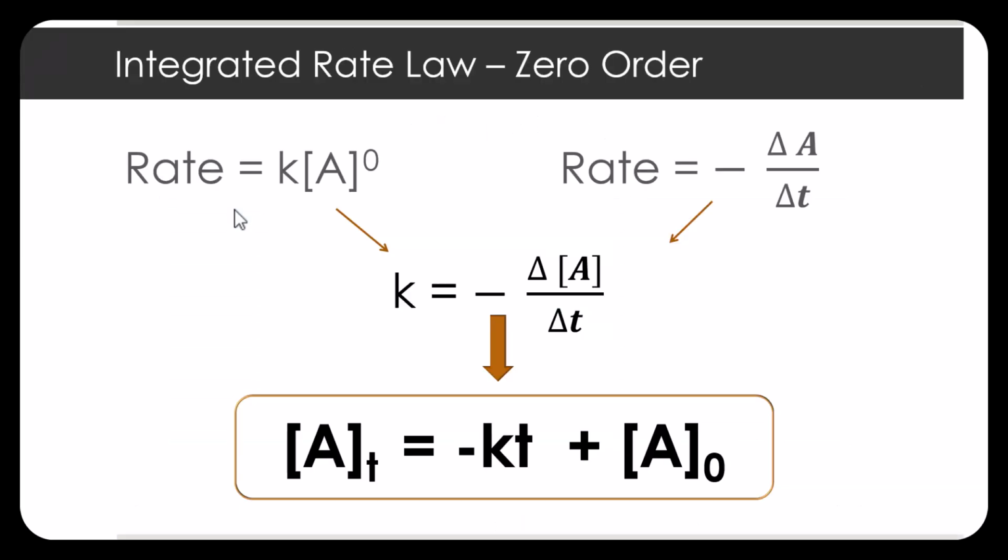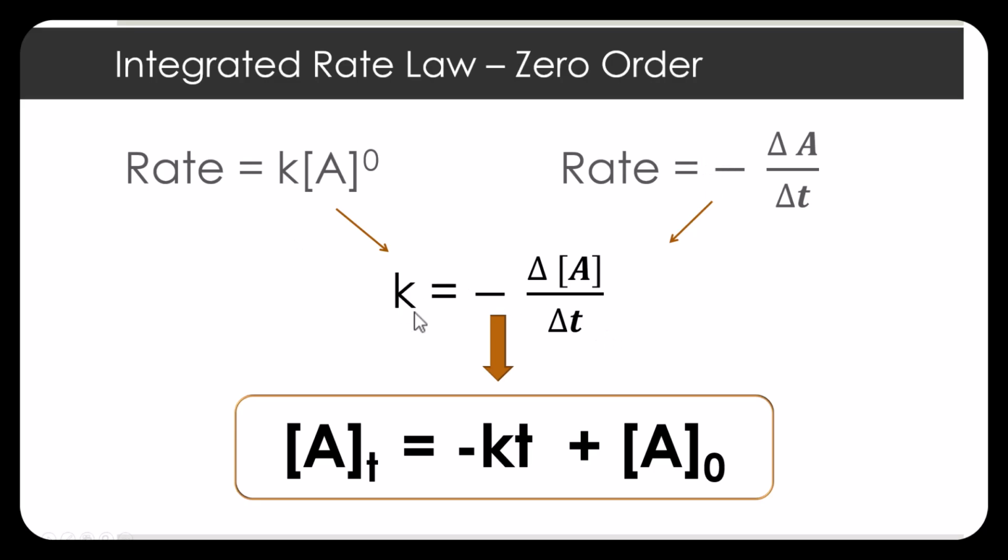The last one we have is zero order. So same kind of format here. We have that average rate, change in concentration of A divided by change in time. Rate law, rate constant k, concentration of A. There's a zero because it's a zero order.